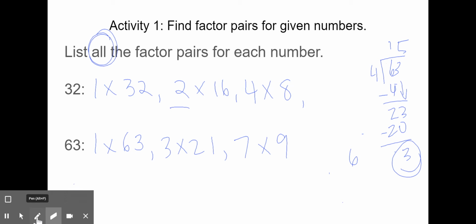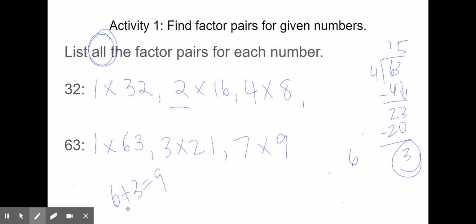So if the sum of the digits, which would be 6 plus 3 equals 9, if the sum of all digits, which is 9, is also divisible by 9, then 63 is divisible by 9. And since 9 is a factor of 9, it works.